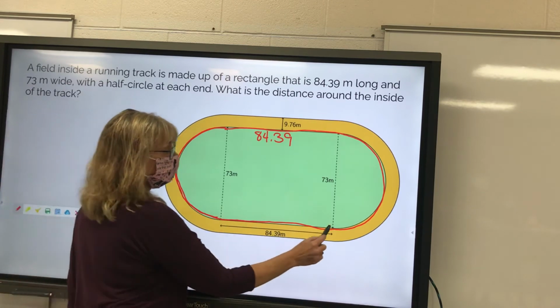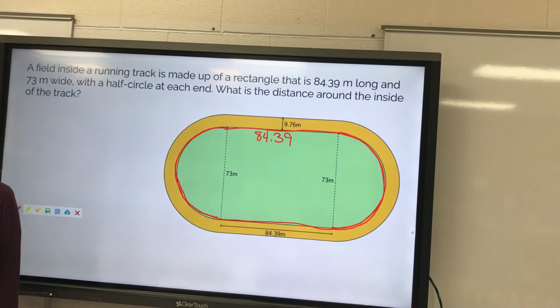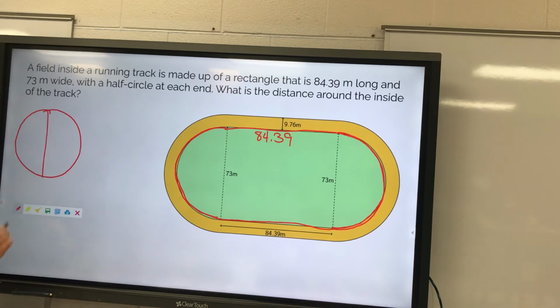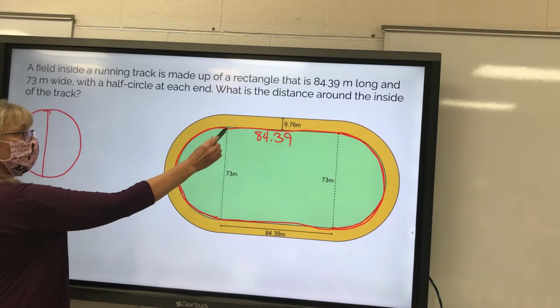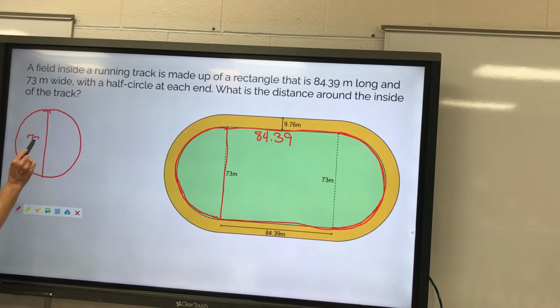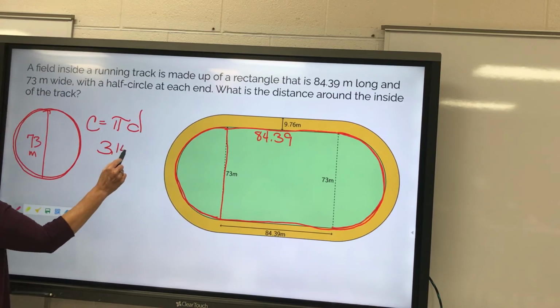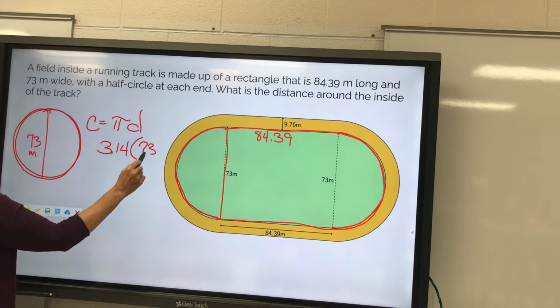What is this? If I put those two half circles together, what do I get? A full circle. What do we know about the full circle? The diameter is 73 meters. So how do I find the circumference of the circle? Multiply 73 times 3.14. Okay, so I'm going to take 3.14 times 73.